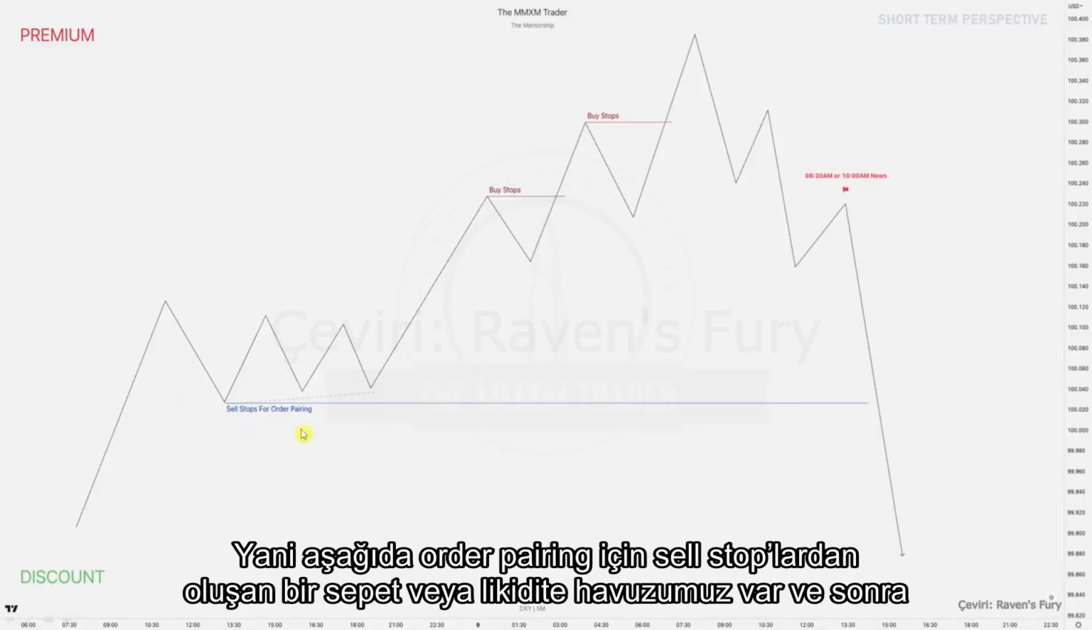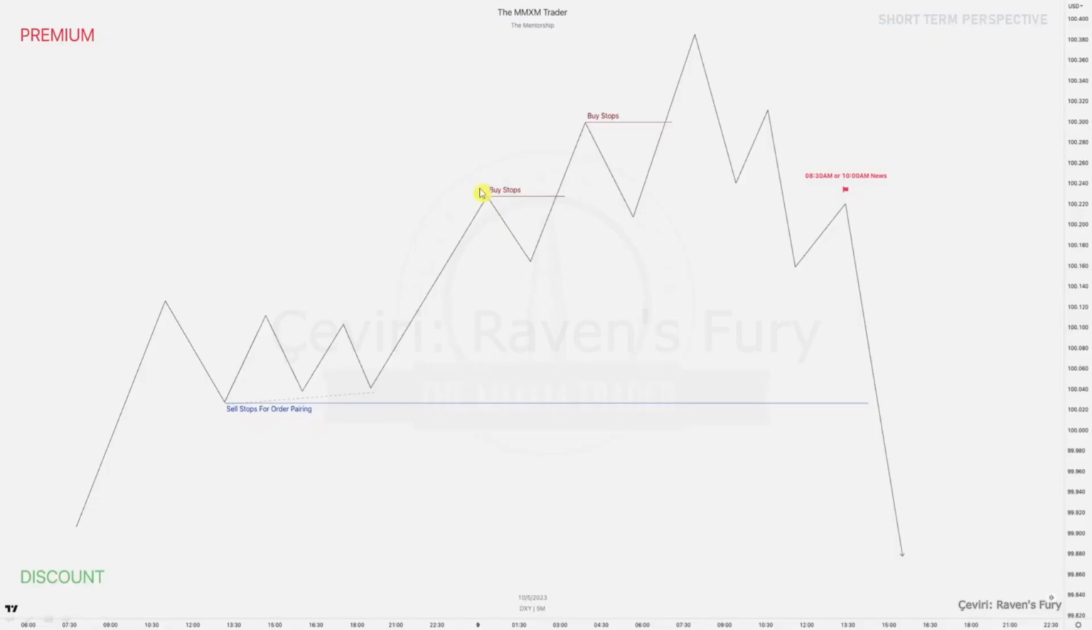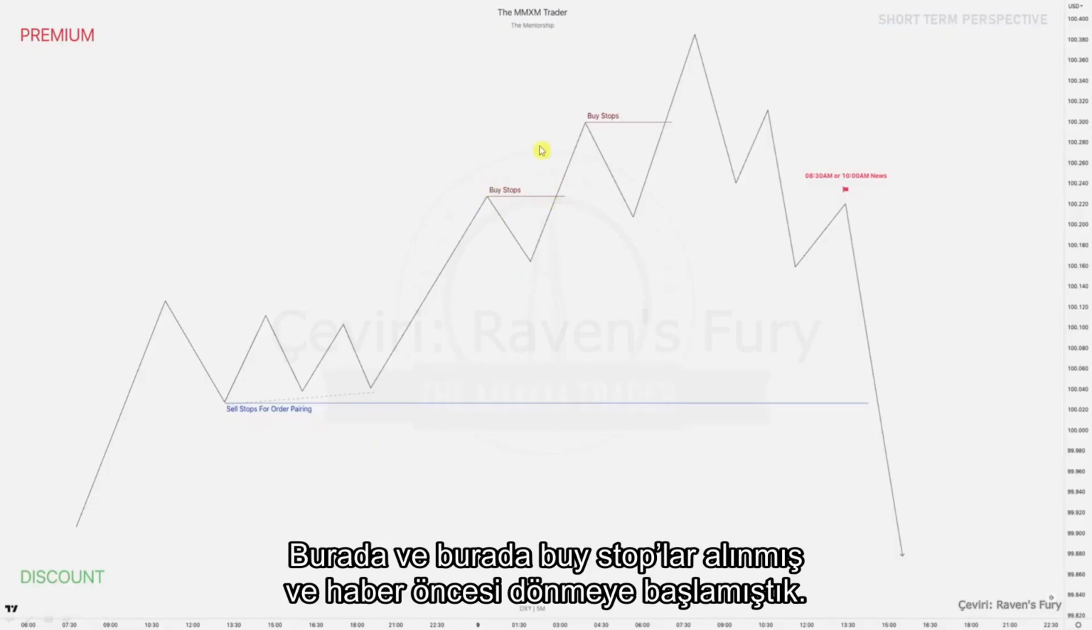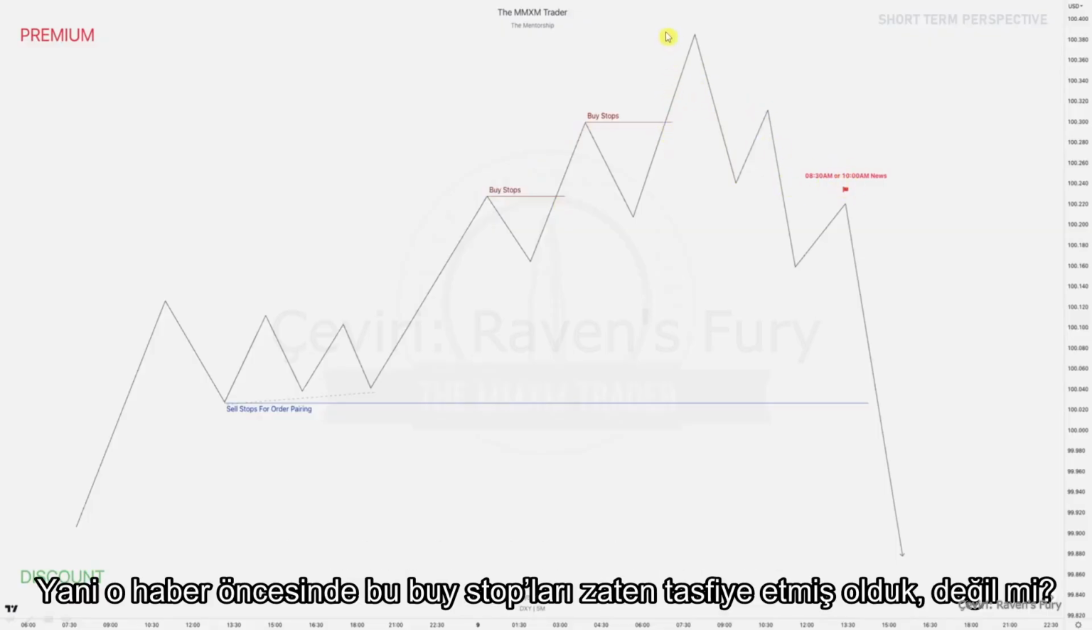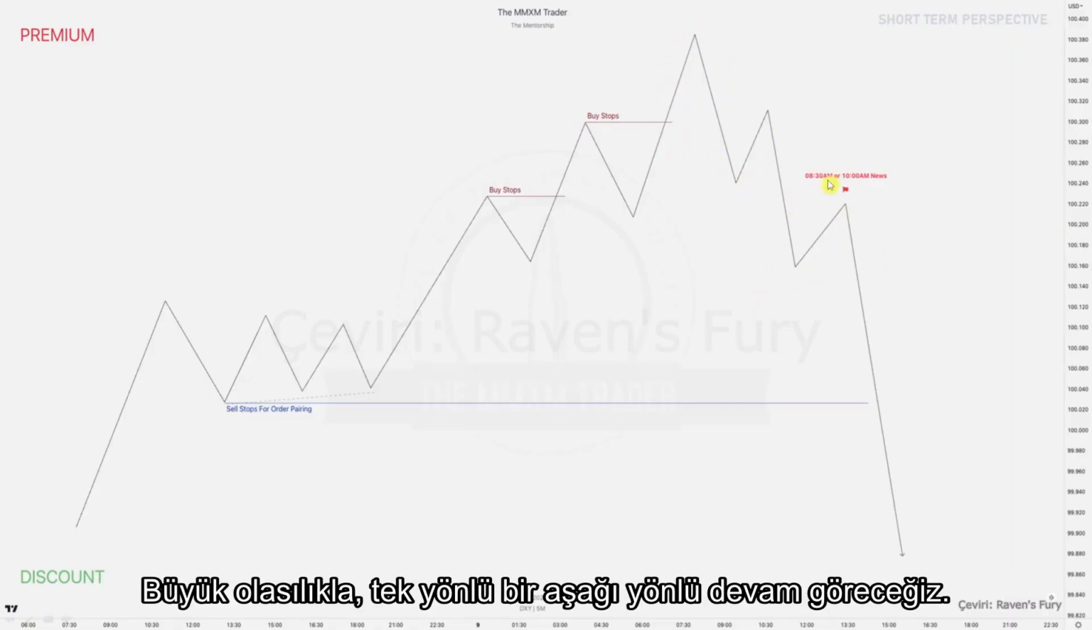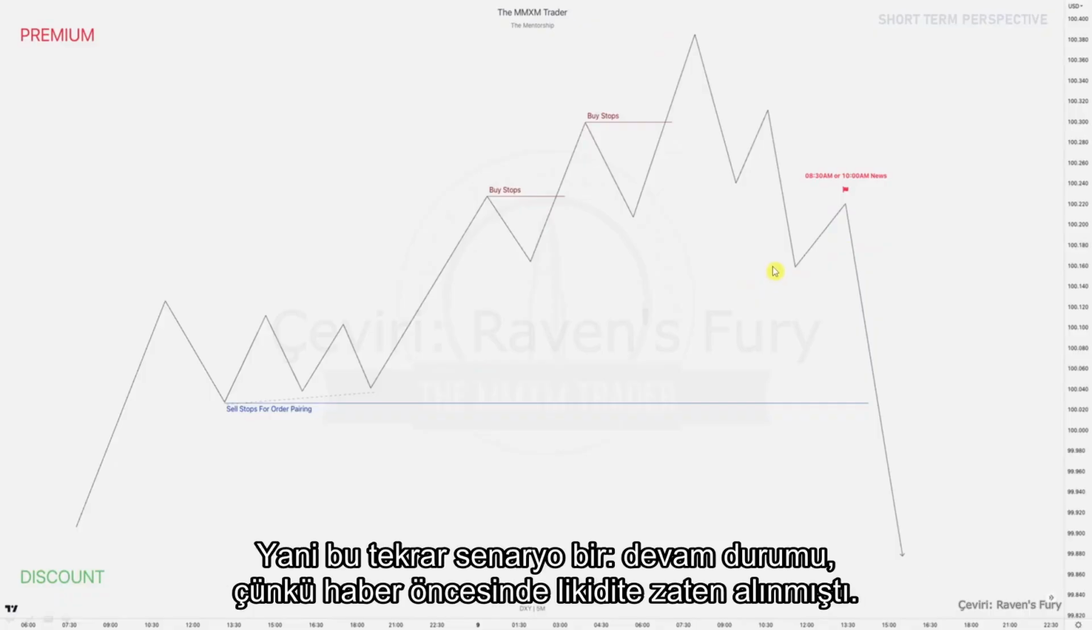So we have a basket or a liquidity pool of sell stops down here for order pairing, and then we have those buy stops raided over here, and then we were reversing before the news event. So we already liquidated those buy stops before that news event, right? So highly likely we're going to see a continuation lower, one-sided. So this is again scenario one, continuation, because we already have liquidity taken prior to that news event.